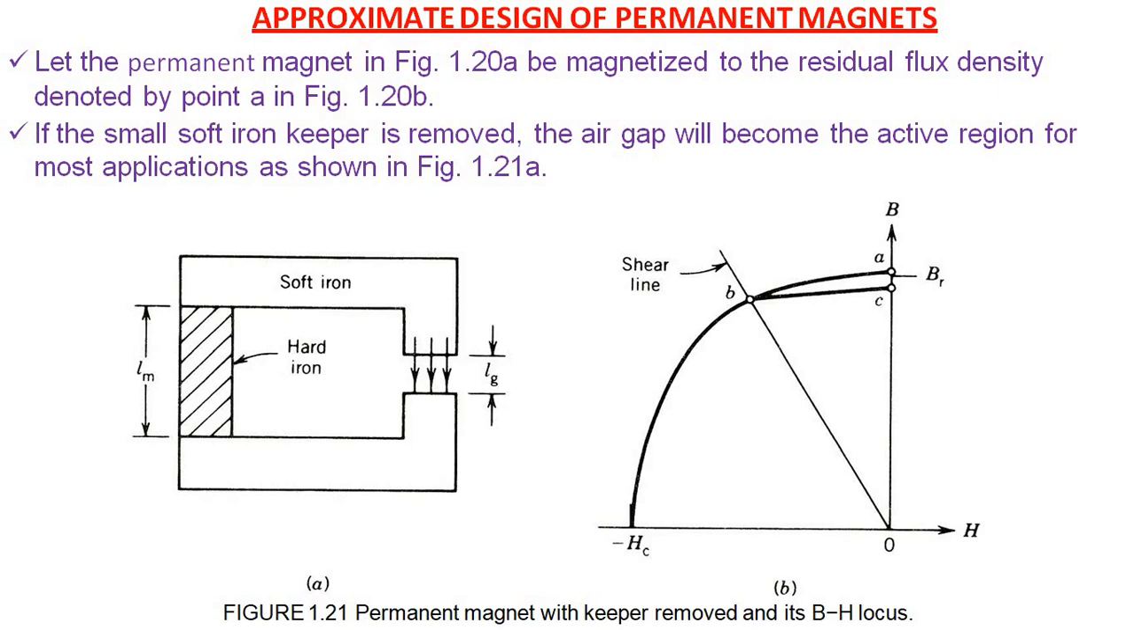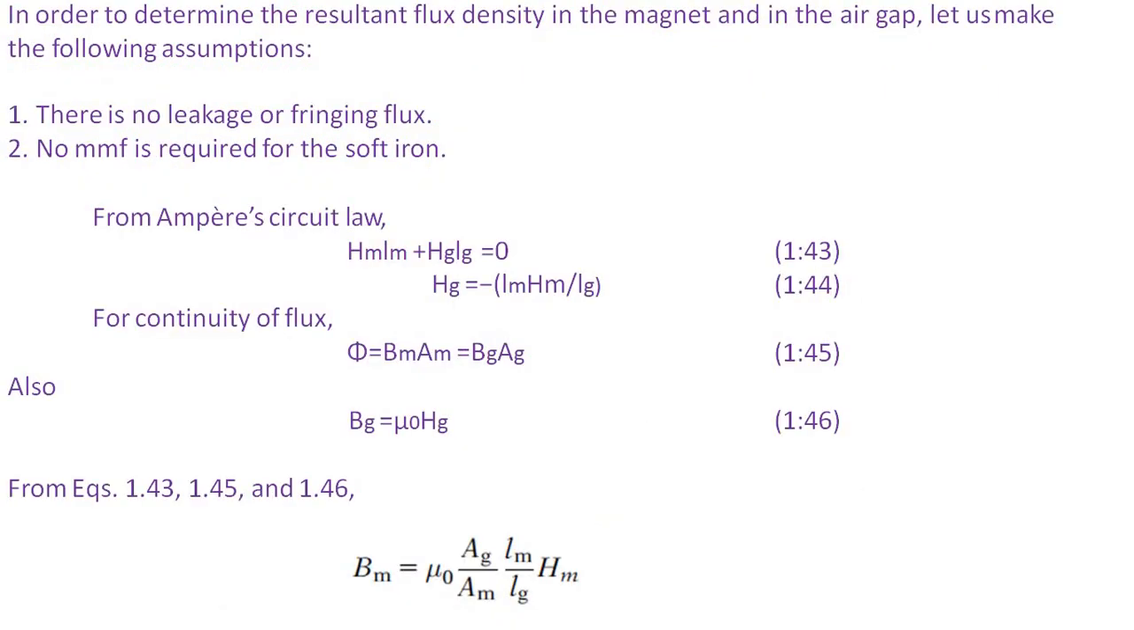Here LM is the core, LG is the air gap, and the permanent magnet with the keeper removed, BH curve. In order to determine the resultant flux density in the magnet and the air gap, let us make the following assumptions. There is no leakage or fringing flux. No MMF is required for the soft iron.